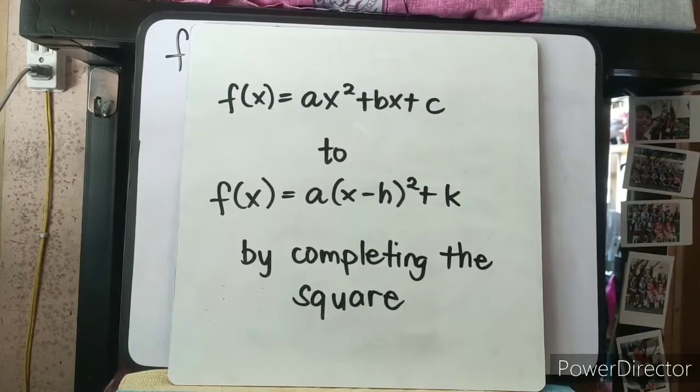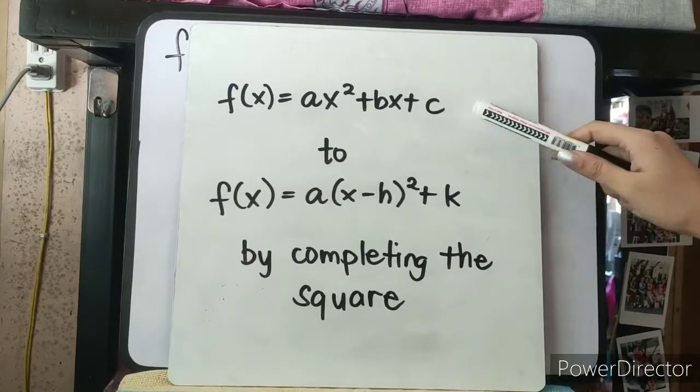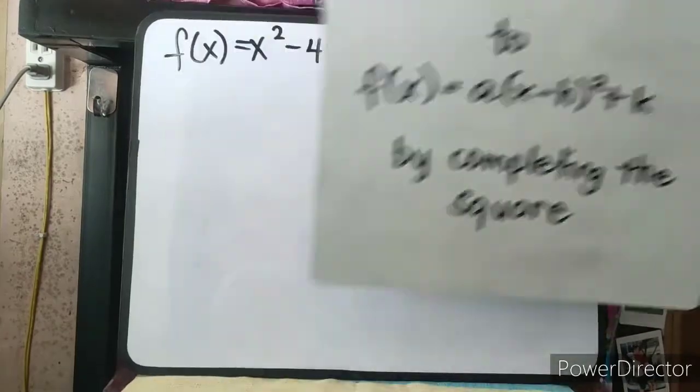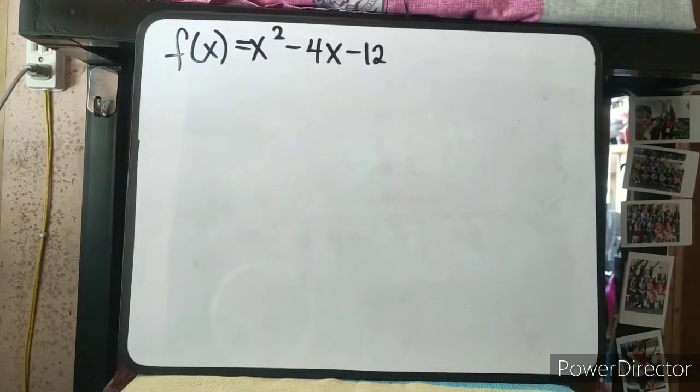Show you how to change this form into this form. So f of x equals ax squared plus bx plus c to f of x equals a times the square of x minus h plus k. We will be applying here the completing the square process.